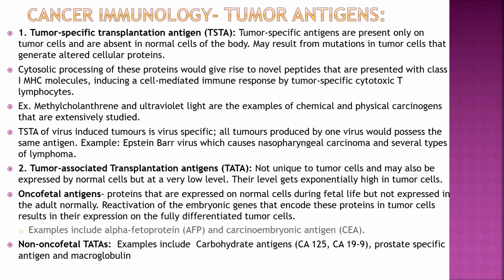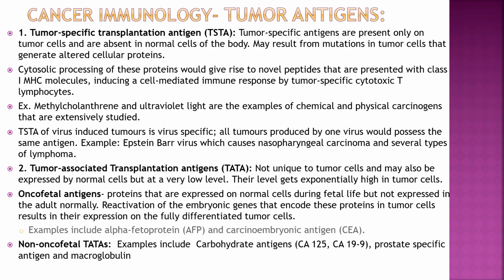Tumor-associated transplantation antigens, TATA, are not unique to tumor cells and may also be expressed by normal cells, but at a very low level. Their level gets exponentially higher in tumor cells. There are two types, oncofetal and non-oncofetal. Oncofetal TATA proteins are expressed on normal cells during fetal life but not normally expressed in adults. Reactivation of embryonic genes that encode these proteins in tumor cells results in their expression on the fully differentiated tumor cells.